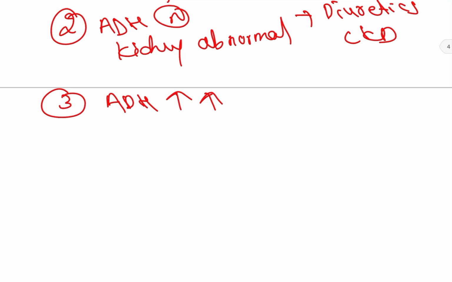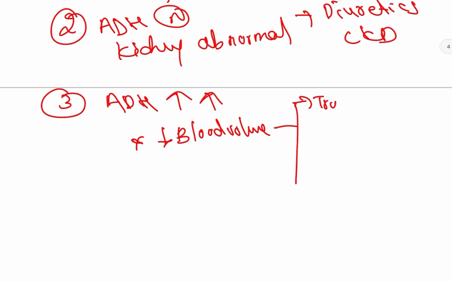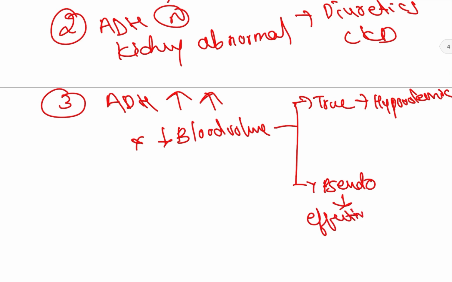Now, the stimulus for ADH secretion is an increase in tonicity of the blood. An increase in tonicity of the blood can occur due to a decreased blood volume. Now decreased blood volume can be of two types, one is true and one is pseudo. True meaning it is hypovolemic, true hypovolemic conditions, so any hypovolemic condition can cause it. Pseudo meaning the effective circulating volume is low.